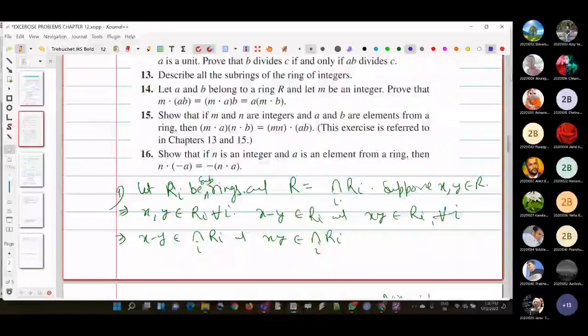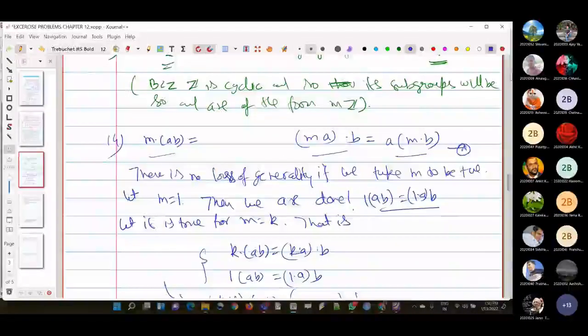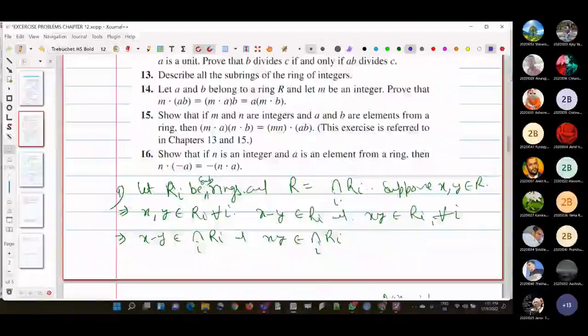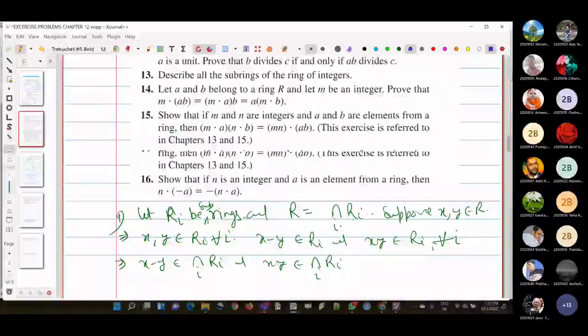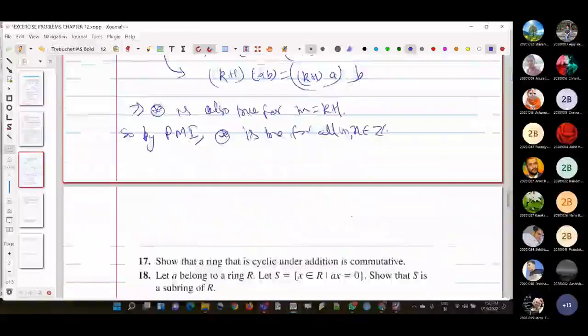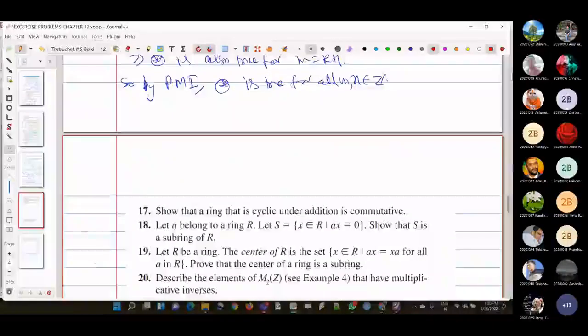Next, let us see question number 15. I'm leaving it to you. And question number 16, we can try, I think. What they are telling is that n times minus a equals minus na. Let me write here, or above here we can write. Question number 16.